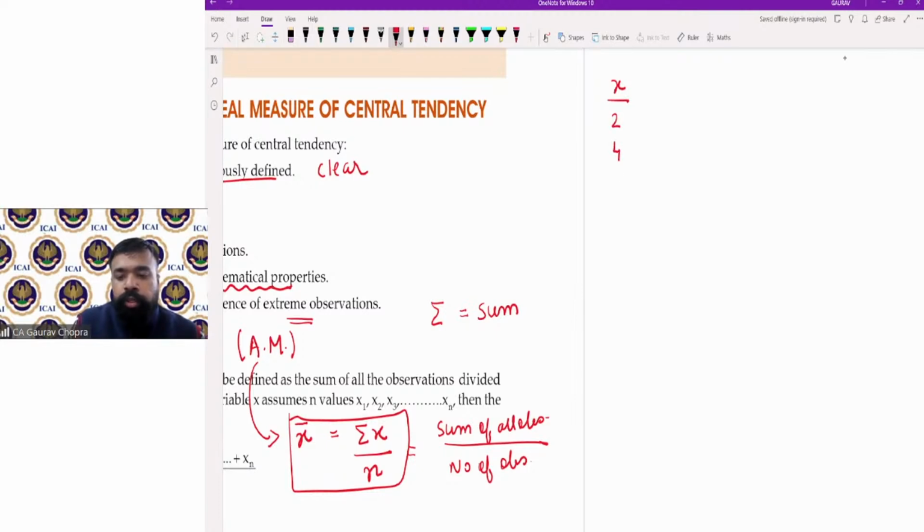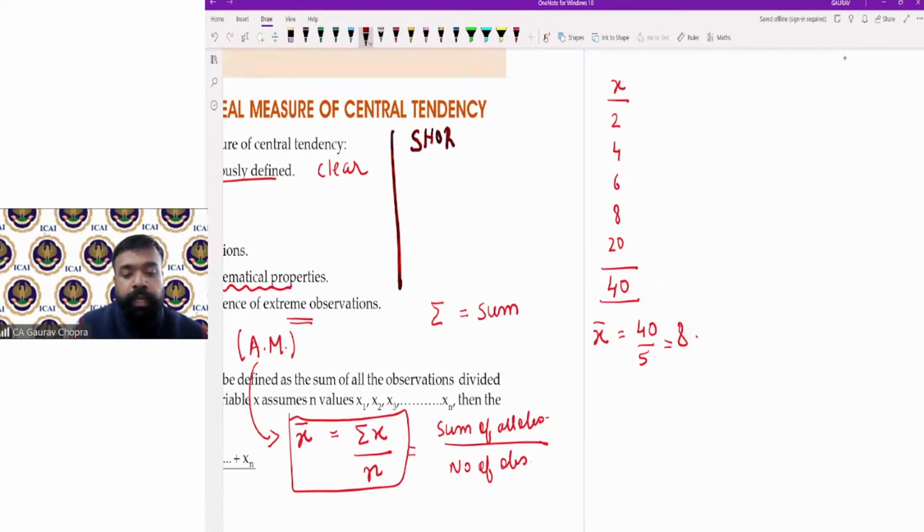2, 4, 6, 8 and 20. Now, we have to calculate average. So, as per this formula, what is the first requirement? Our first requirement is to add all the observations. So, what is the total here? It is 40. So, x bar is equal to 40 divided by the number of observations, which is 5. So, it becomes 8. So, x bar is equal to 8. This is the first formula. Now, there is one more method to calculate arithmetic mean, and the name of that method is the shortcut method.